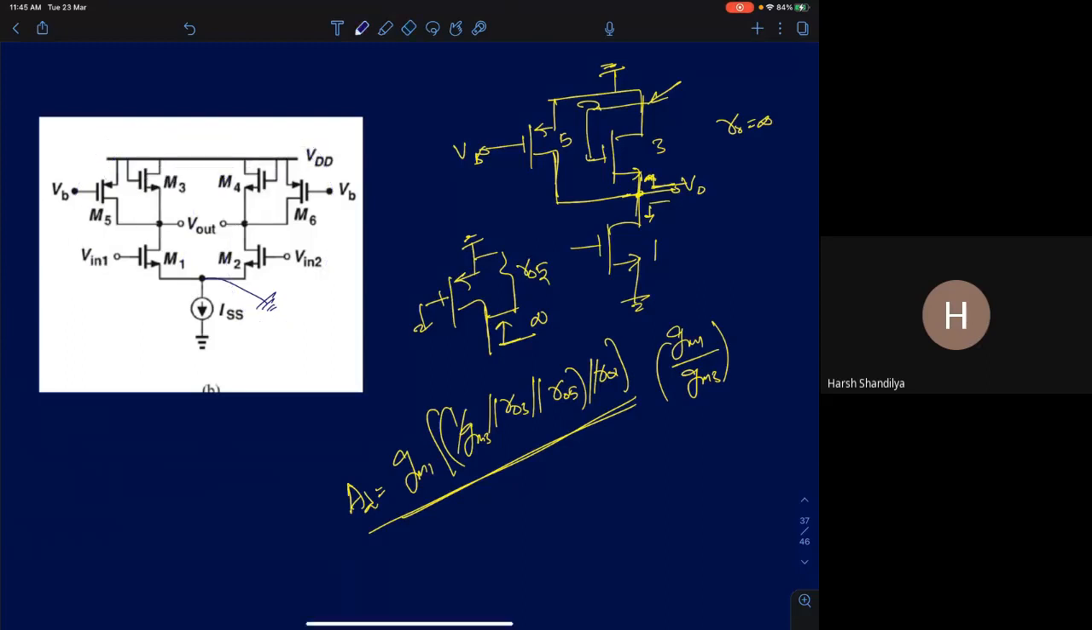If M5 was an NMOS, the problem is you're looking into the drain terminal. I'm not sure how you will connect an NMOS there. It's just adding one more NMOS in parallel if it is an NMOS. But right now, I don't think that's an appropriate thing to say here. If M5 was an NMOS, it has to be connected in a certain way. Let's assume this is M5, this is VDD, and it's connected this way. It depends on how you connected the gate. But yes, if you're looking into the source, you will get 1 by GM5 in parallel with RO5.